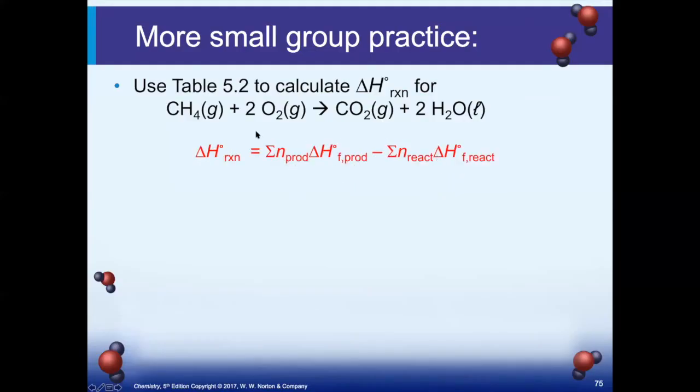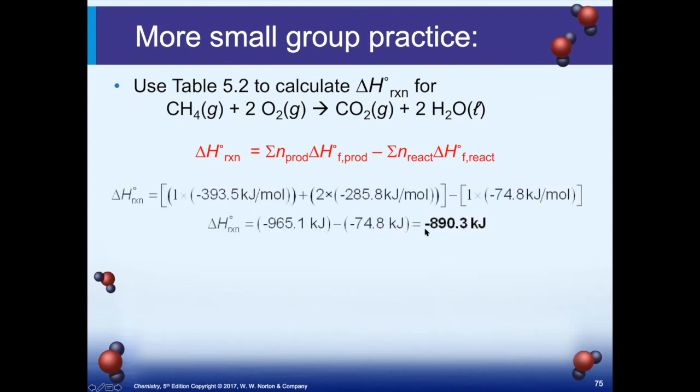So again, you're going to use this equation, the delta H of the reaction equation, when you're given the delta H's of formation. That's kind of the indicator. If you're ever wondering when you're going to use this equation, if you're given a table with these delta H's of formation in it, that's a good indication that you're going to use this equation to solve the problem.